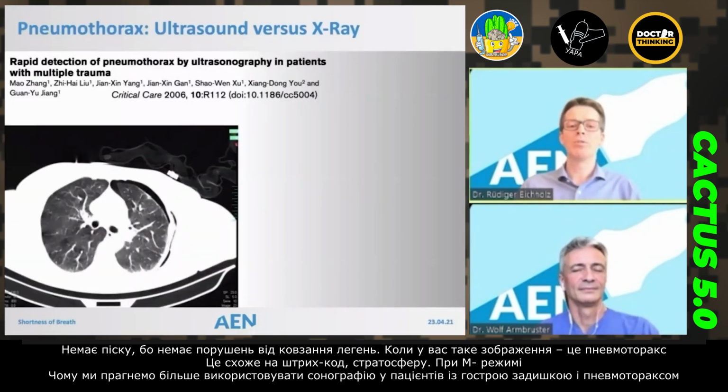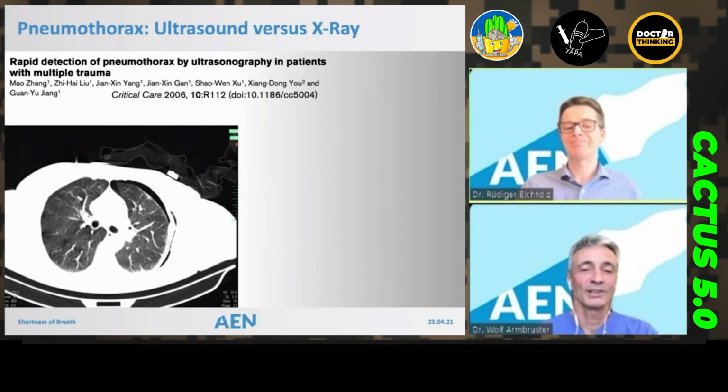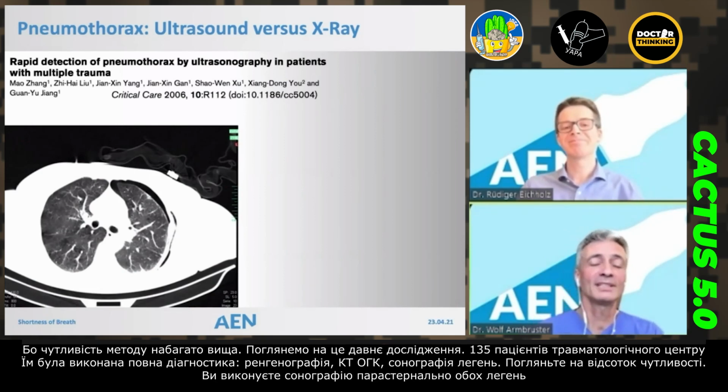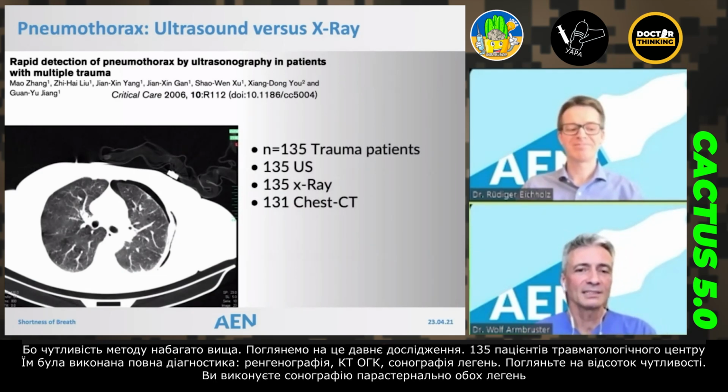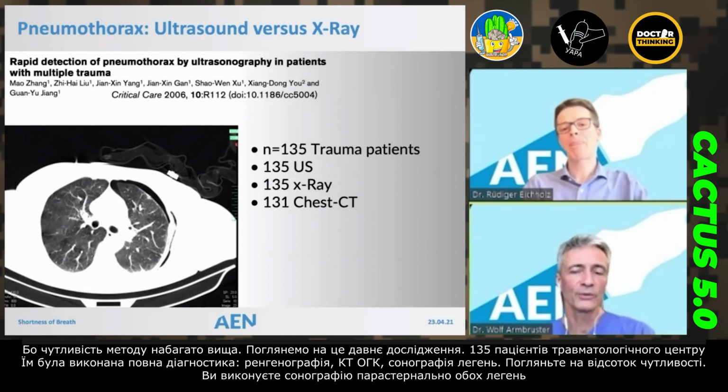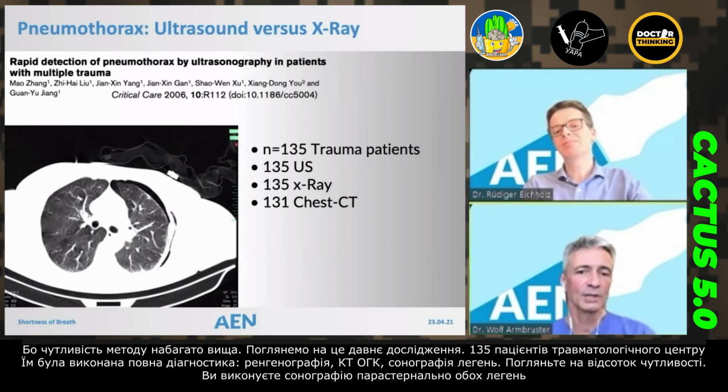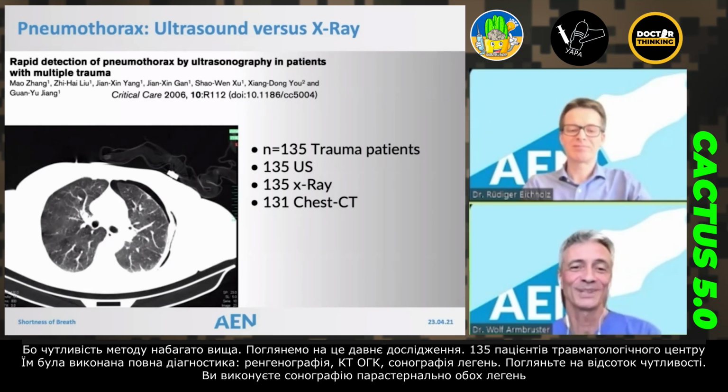Okay, so Wolf, why do we want to use more ultrasound in patients with acute shortness of breath and pneumothorax? Well, the answer is because it has a much better sensitivity. So let's look at this very old study. They had in a trauma center about 135 patients having all the diagnostics you would like to have, a complete diagnostic. So you always did the X-ray. Most of the time in a trauma patient you do a chest CT. Everyone had a lung ultrasound.